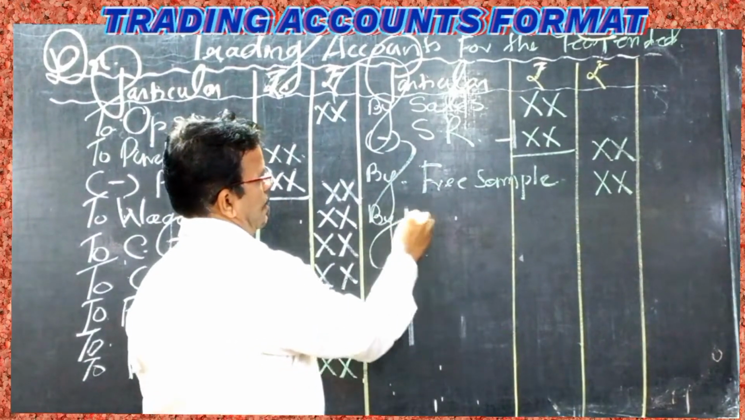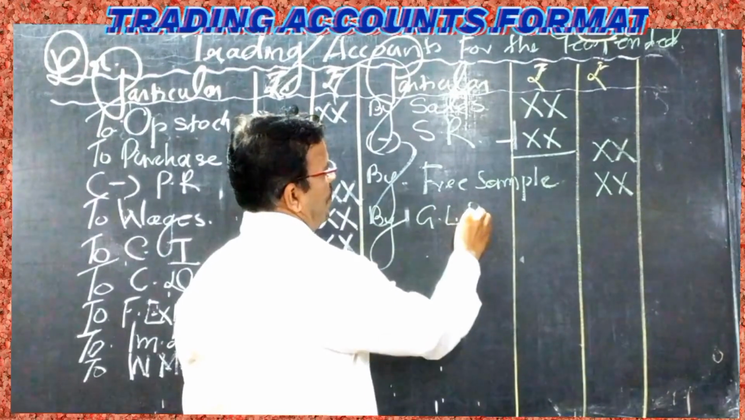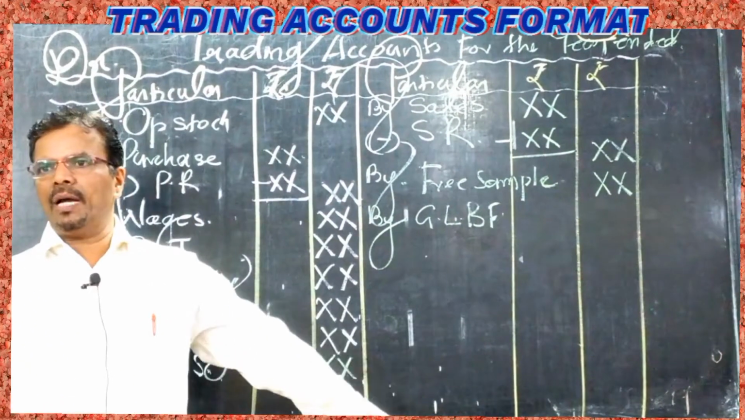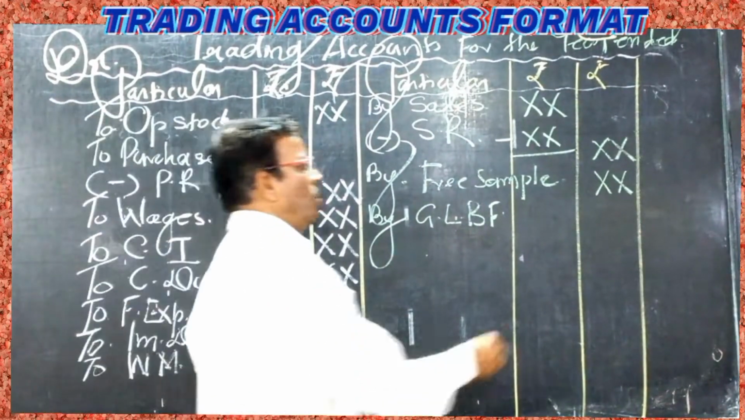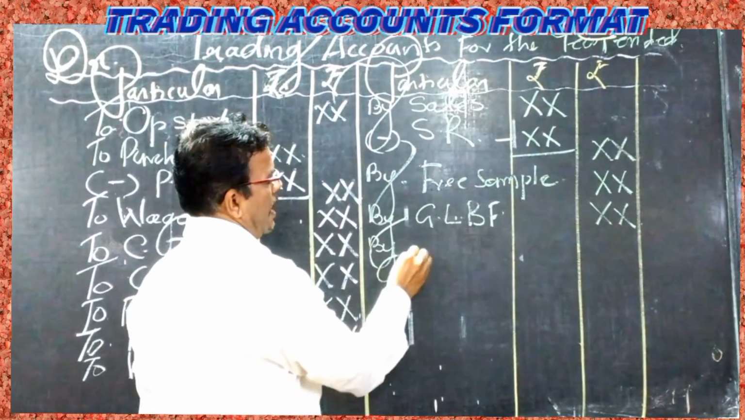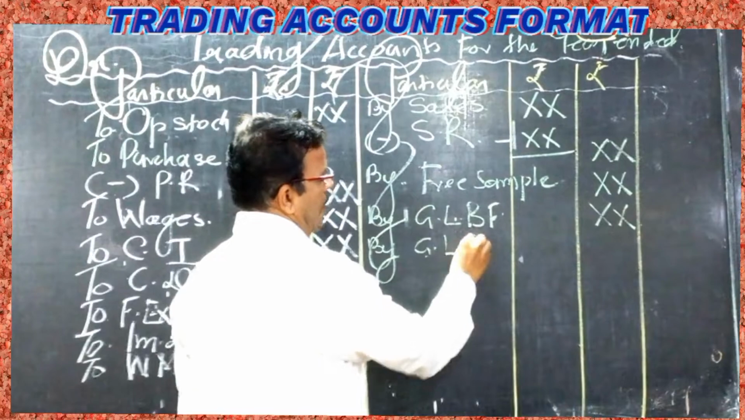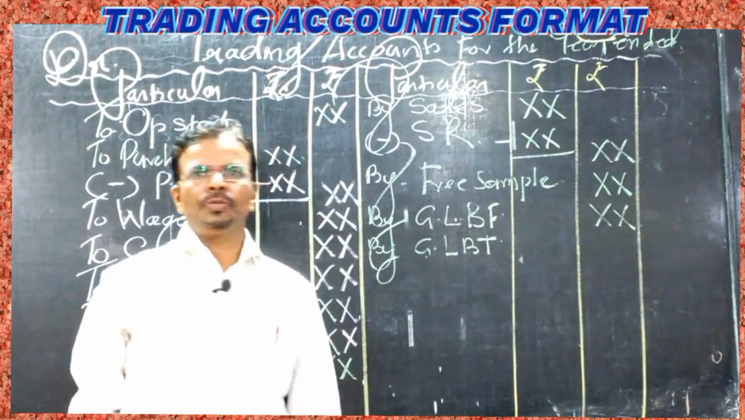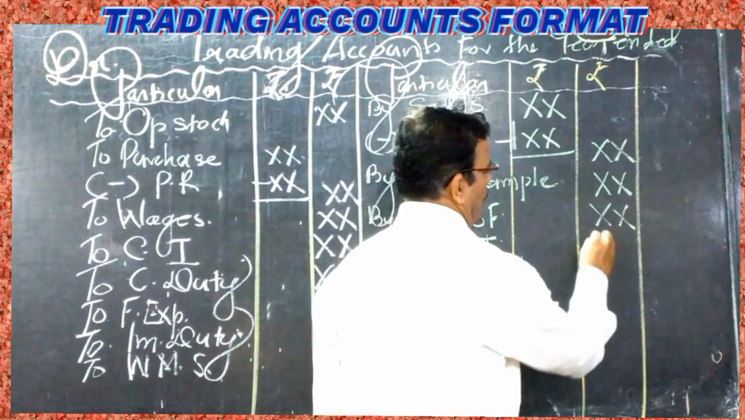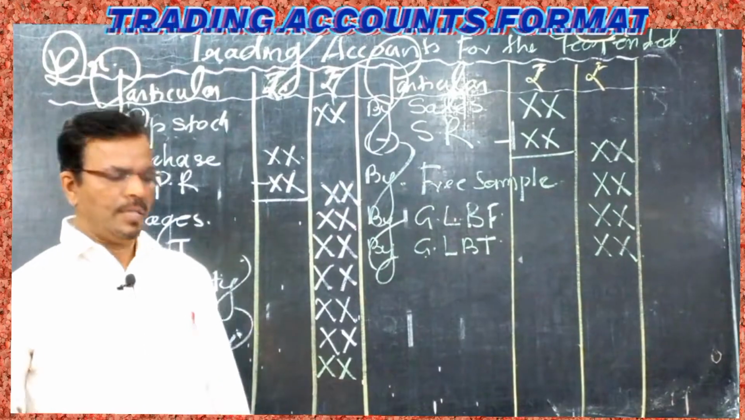After that, goods lost by fire. The godown was there, and it caught fire. So that's always on the trading account credit side. Next, goods lost by theft. A thief came and took away our goods. So that is also credit side.